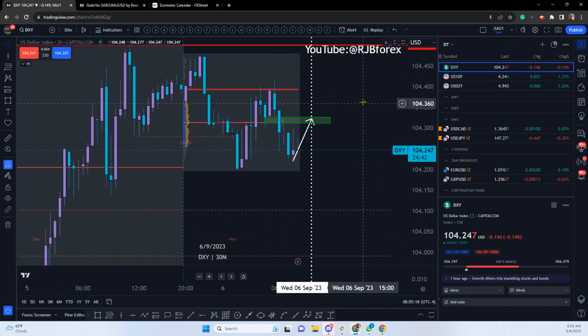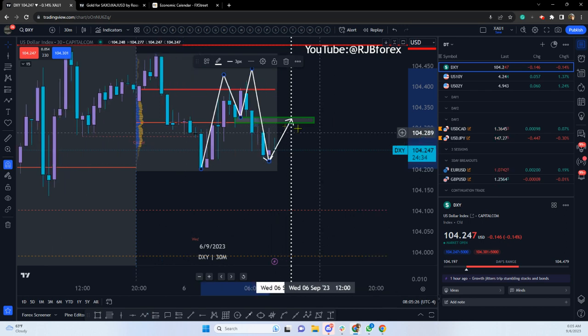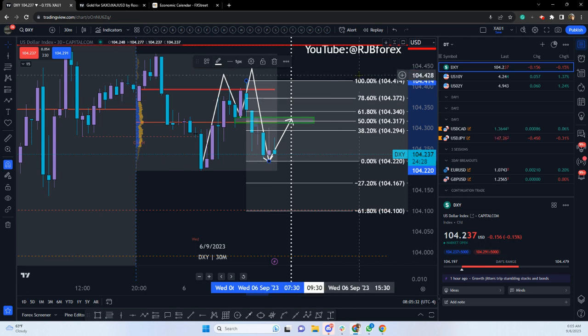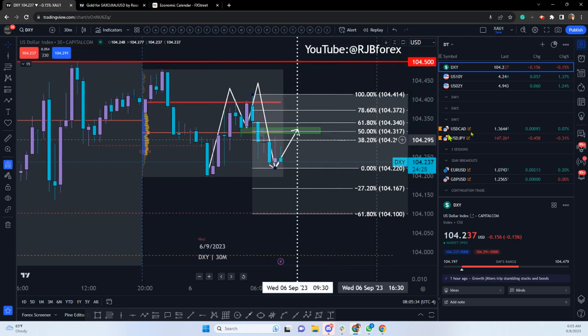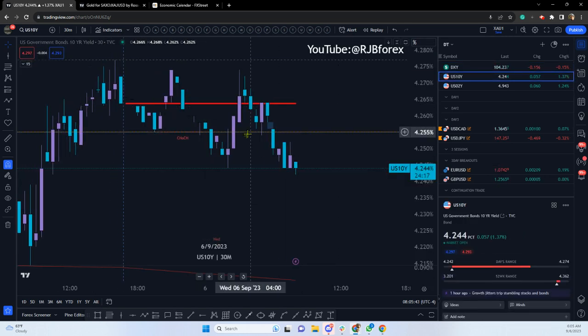Let's look at these yields. So I'll just draw that M formation for you guys. Okay, so we can expect a move up in the US dollar for the moment. Okay, and that's, well, we'll come to it in a minute. We'll come to the other pairs in a moment. Right, so we'll move over to the yields. M formation there on the 10-year as well.